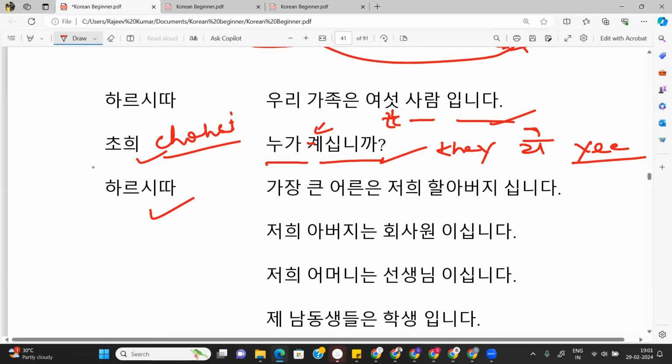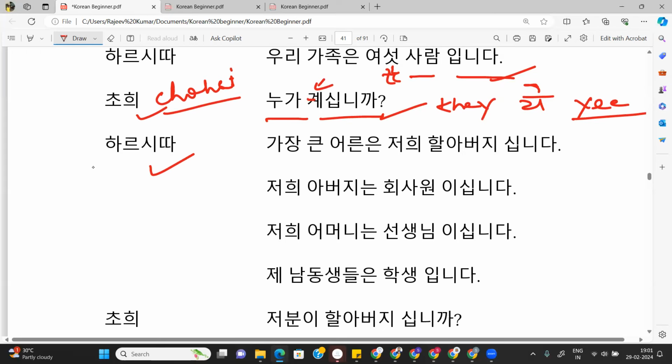Harshita. Ka jam, ka jam, ka jam, kan, kun, ka jam kun, o ranun, o ranun, johi.